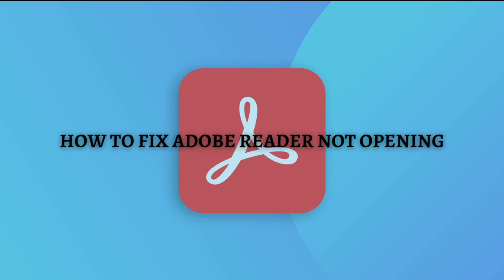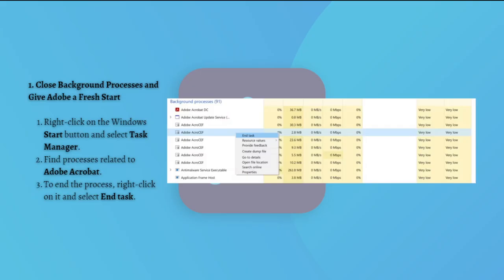The first fix that you can try if you're having this problem is to close background processes and give Adobe a fresh start. Many processes continue to run in the background even after we close the program, and it means that closing and reopening Adobe Acrobat without closing these processes won't count as a fresh start. Therefore, you must close all associated processes in the Task Manager before closing the main program and reopening it. So just follow the steps right here for you to be able to do that.